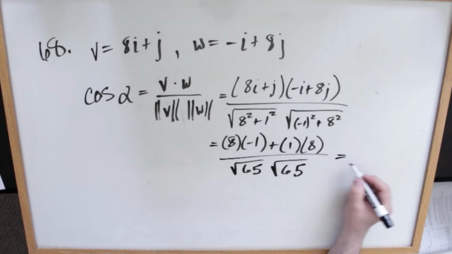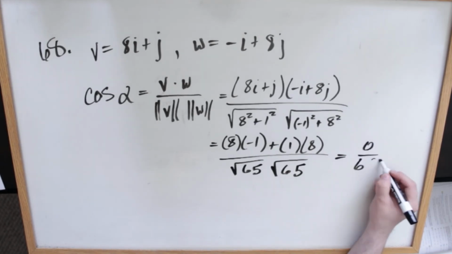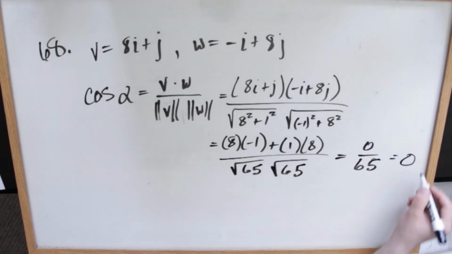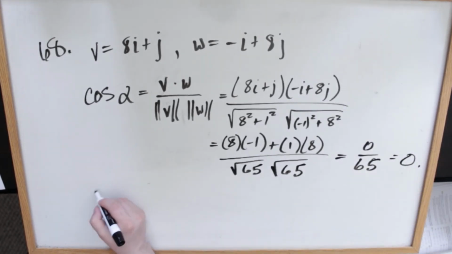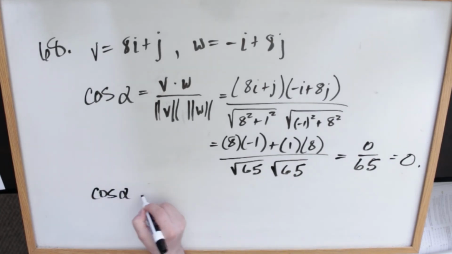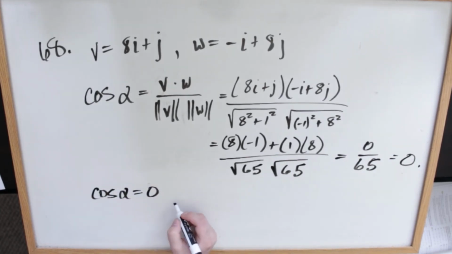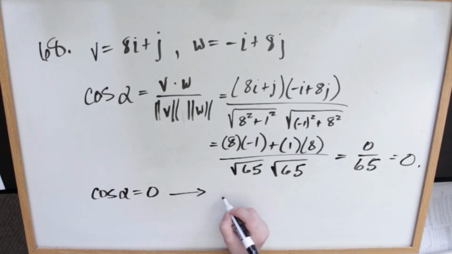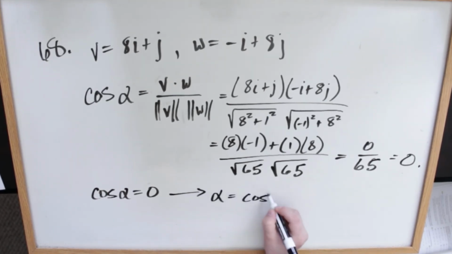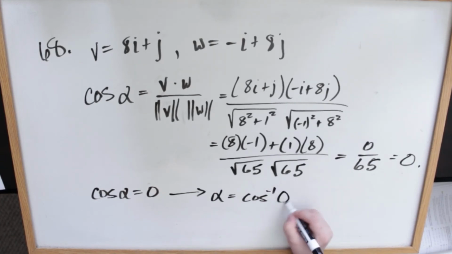And this actually works out to being 0 over 65, which is equal to 0. Okay? So in other words, we've got that cosine of alpha is equal to 0. Another way of thinking about it is alpha is equal to the inverse cosine of 0.